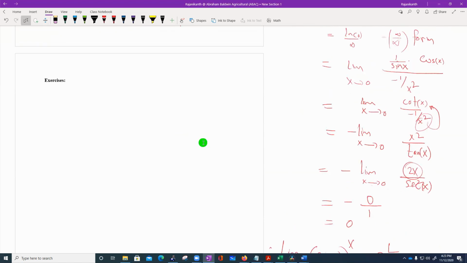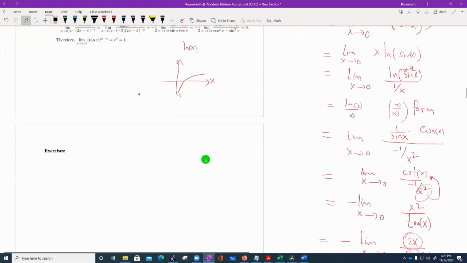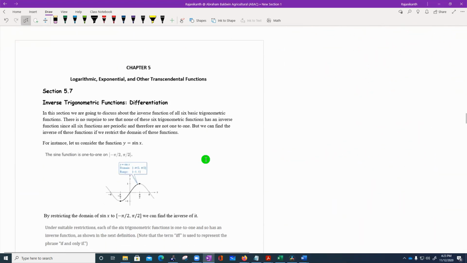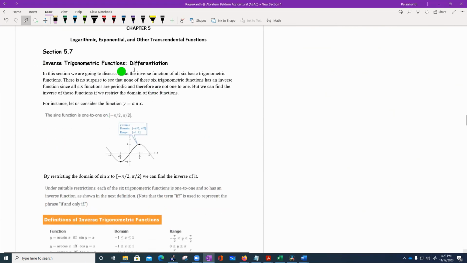Yeah, there are several ways. Yes, that is also one indirect way of applying the L'Hopital rule, the one you are talking about. Yes, you will get the same answer. Okay, so that is about using the L'Hopital rule, section 5.6. Now 5.7 is simply talking about the inverse trig functions.